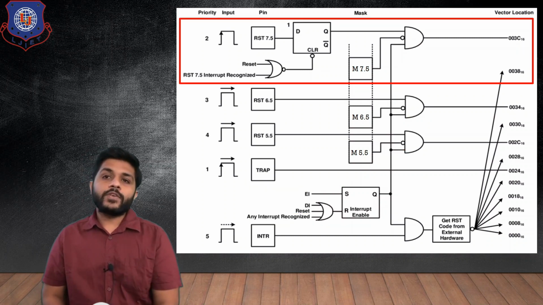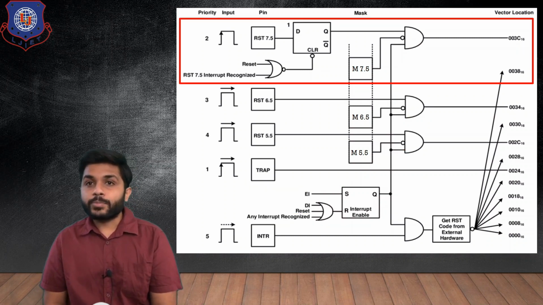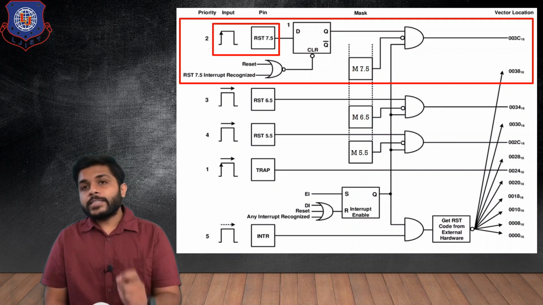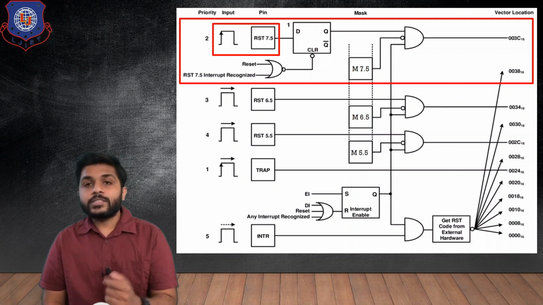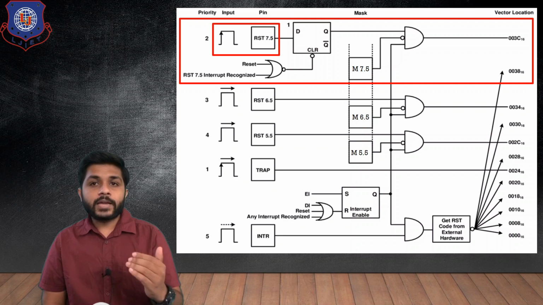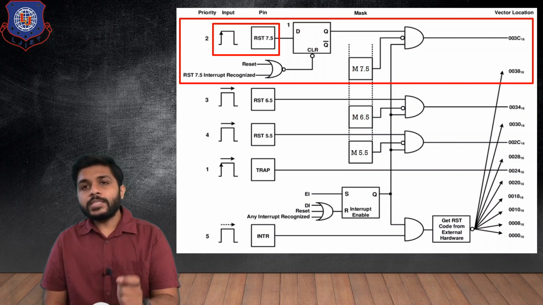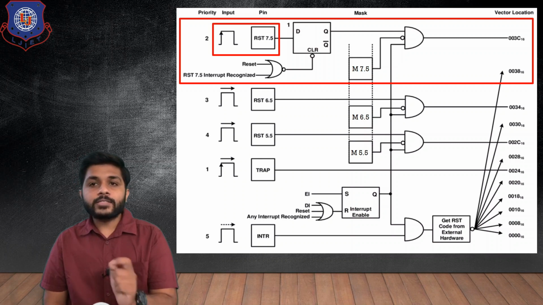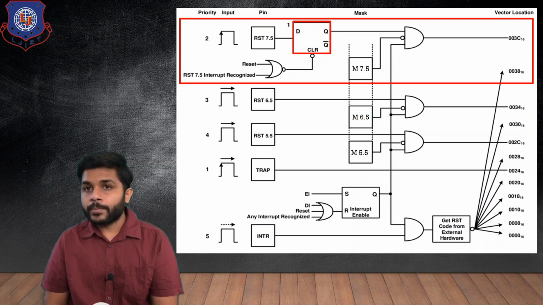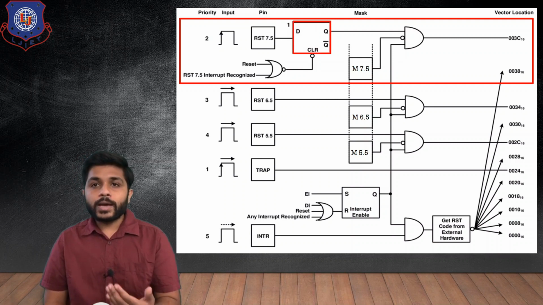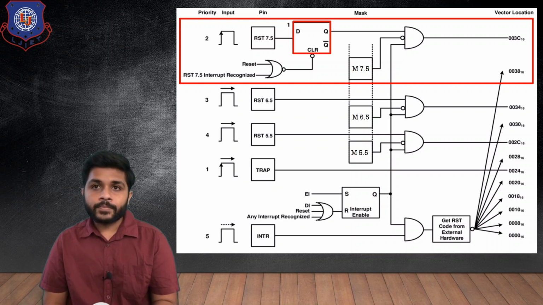Now let's see the first interrupt, that is RST 7.5. The RST 7.5 interrupt is edge trigger. So whenever there is a spike from low to high, this interrupt will be received. You can see that the RST 7.5 pin is connected to a D flip-flop. So the question is, why is this D flip-flop necessary?